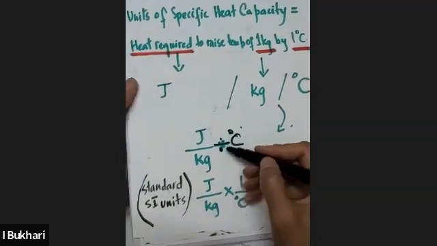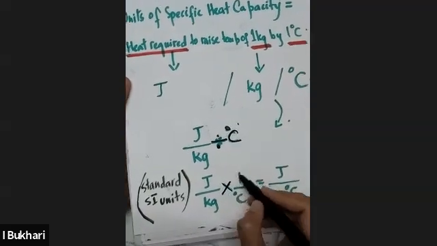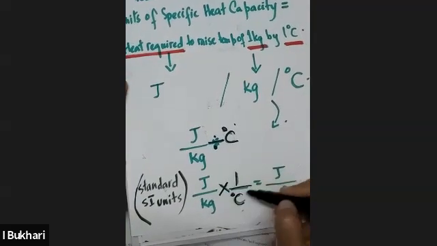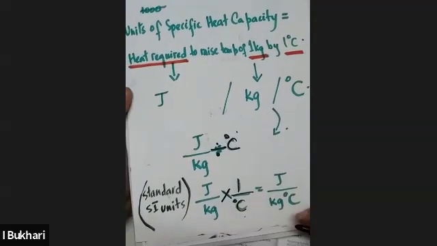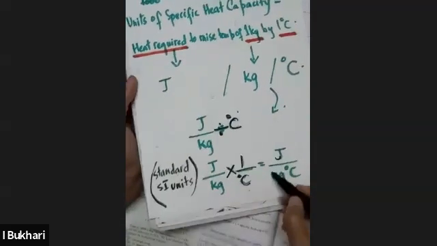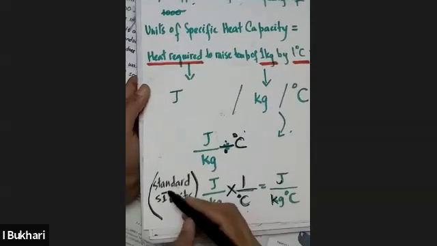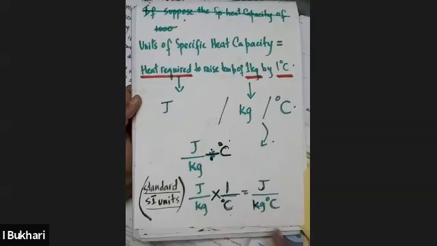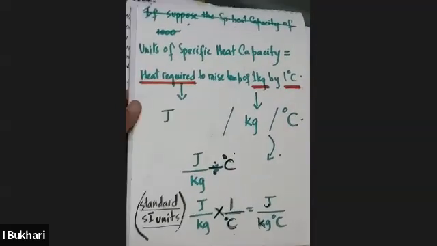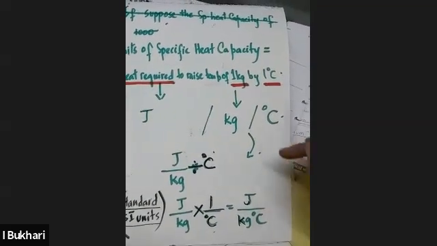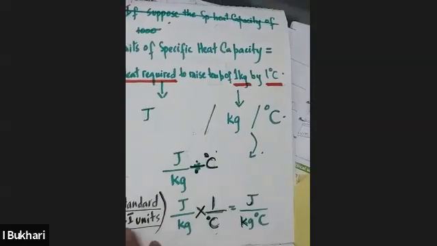Now, can I write divided this way, multiplied by 1 over degree Celsius, or multiplied by the inverse of degree Celsius? And when I multiply them, I get joules per kilogram degree Celsius. These are the standard SI units that we will use in calculations. By the way, in physics, you should also be convinced regarding the units of any quantity. You should know how we got the units that a quantity has, right?